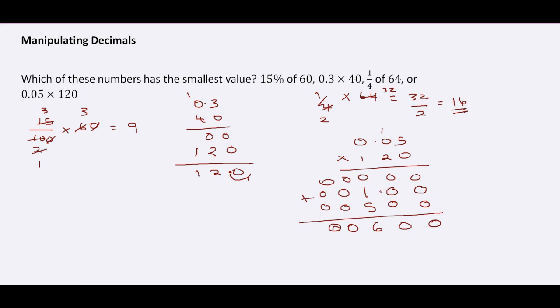So now how many digits after the decimal? We have 2 total digits after the decimal. And so we're going to count from here 1, 2. So this is going to be 6. Let's put the numbers up here. This is 9. This is 12. This is 16. And then this is 6. So which of these numbers has the smallest value? It's going to be 0.05 times 120. This is equal to 6, which is the least of all the values represented.